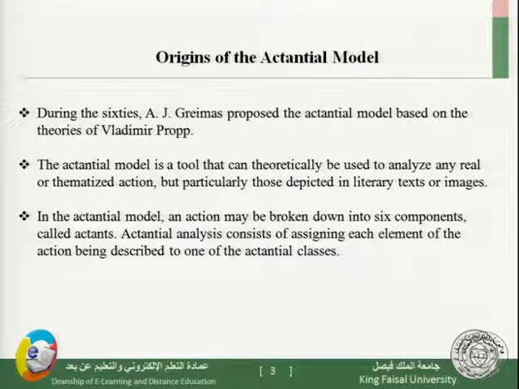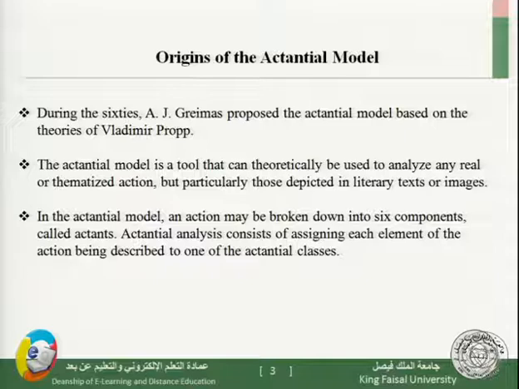The actantial model is a tool that can theoretically be used to analyze any real or thematized action, but particularly those depicted in literary texts or images. What does this mean? Well, you can apply it on any literary text. Not only that, you can even apply the actantial model on real life. You can apply it on situations in real life, and it works.